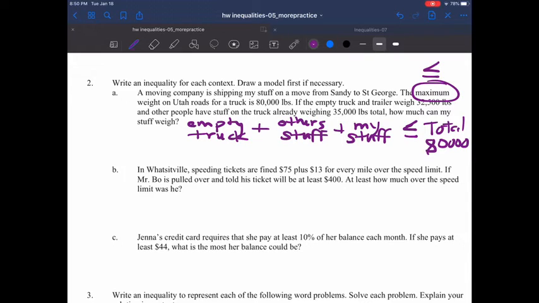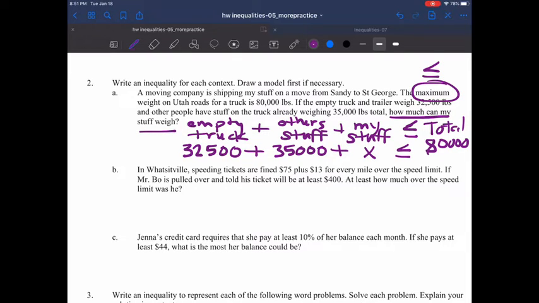And then we have the empty truck that weighs 32,500. And then we have other people's stuff, which weighs 35,000 pounds. And then we have my stuff. And if you read the problem carefully, the question is asking us, how much can my stuff weigh? If that's the question they're asking us, then we don't know already how much my stuff weighs. So that means we need a variable. And I'll just pick X for the sake of simplicity.